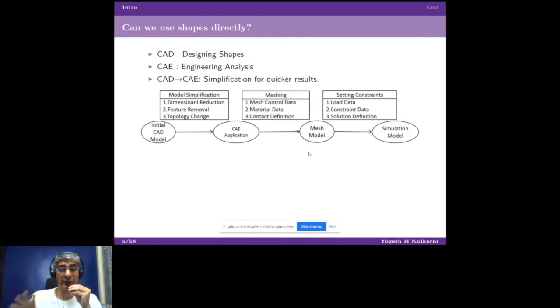This is the domain I'll be talking about in this presentation for most of the part. And towards the end, of course, I'll talk about how neural networks are used in this domain.